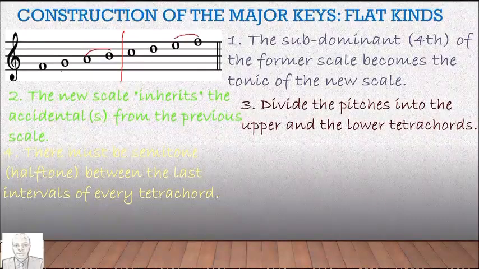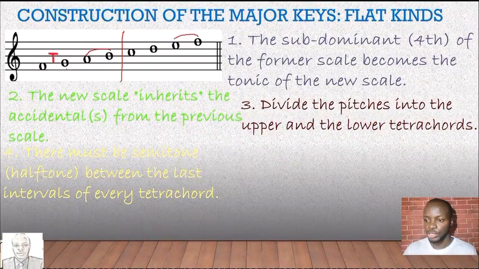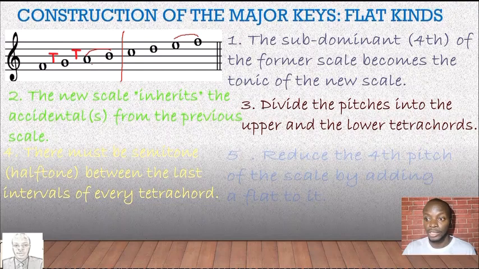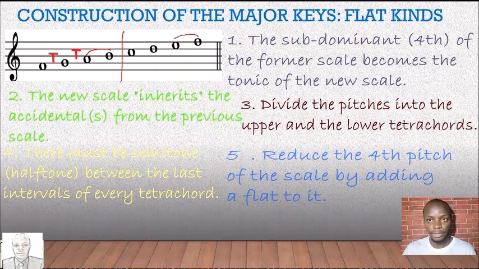So from F to G is a tone, and that's correct. From G to A is a tone, and that's also correct, right? From A to B is a tone, and that is wrong. So unlike the sharp kinds, the irregularity in the flat kinds is between the 3rd note and the 4th note, and between the 4th note and the 5th note. There's supposed to be a flip in the interval so that we have a semitone between the 3rd and the 4th pitch and a tone between the 4th and the 5th pitch, right?